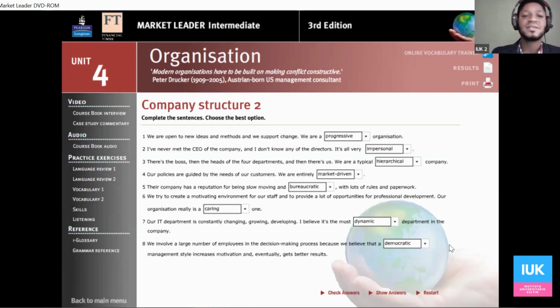We are open to new ideas and methods, and we support change. We are a progressive organization. That's the meaning of the word progressive. It means being open to new ideas and being welcoming or accepting to change. Number 2, I've never met the CEO of the company. I don't know any of the directors.